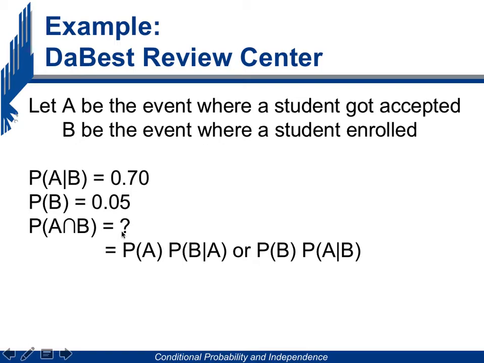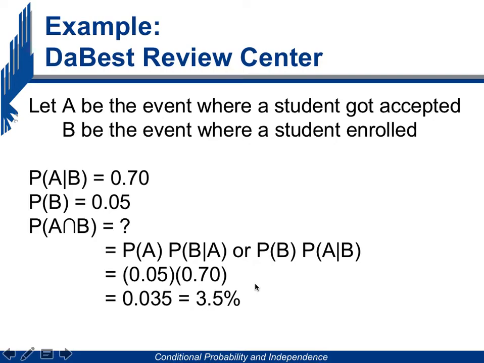So to compute for the intersection, we can use two formulas. Remember, there are two ways to compute for intersections. We can get the product of P of A and P of B given A, or the product of P of B and P of A given B. Now, between these two formulas, we can only use the second one because we don't know P of A and we also don't know P of B given A. But here in this formula, both are given, so we can use this to compute for this probability. So that's 0.05 times 0.70, or 0.035, or 3.5%.